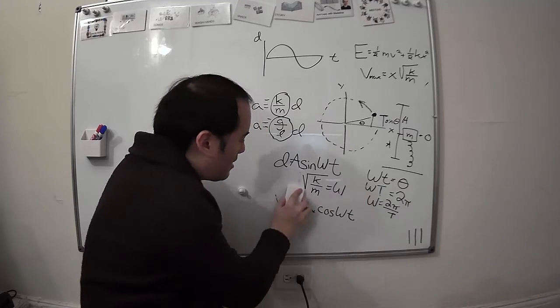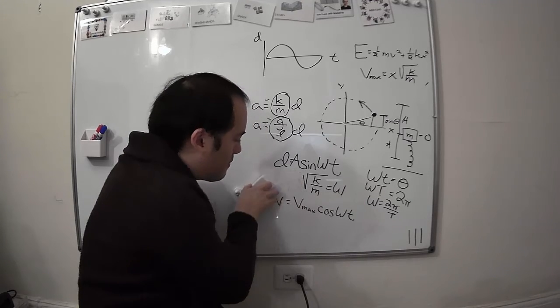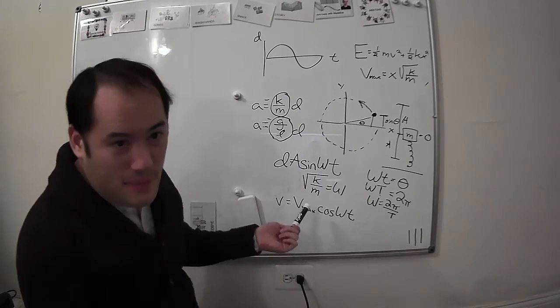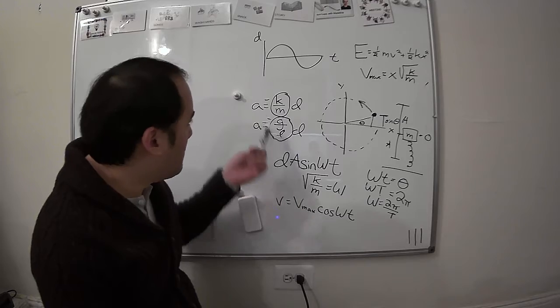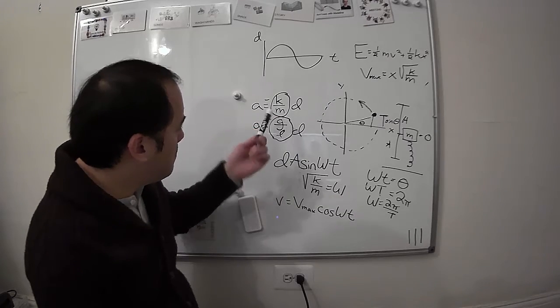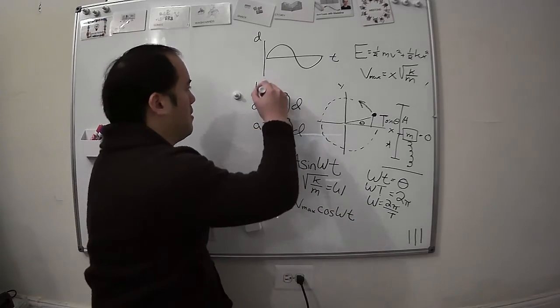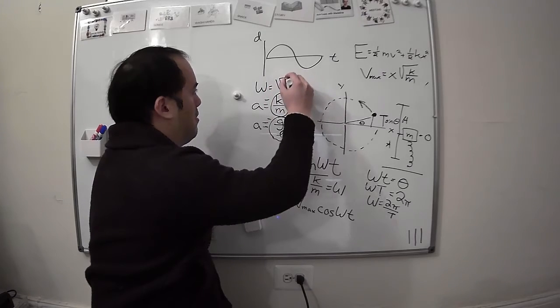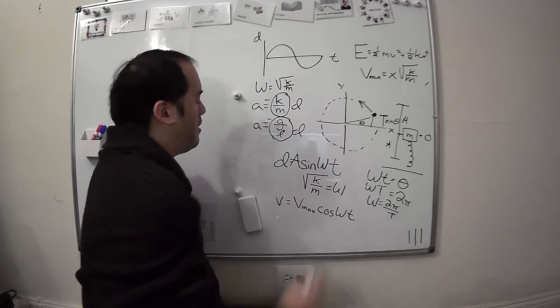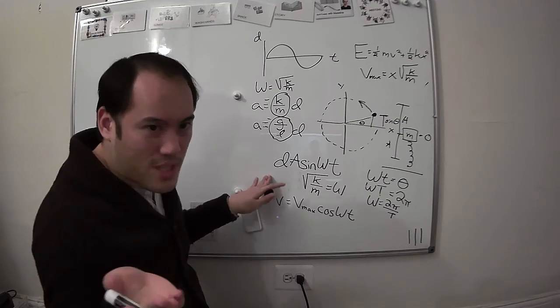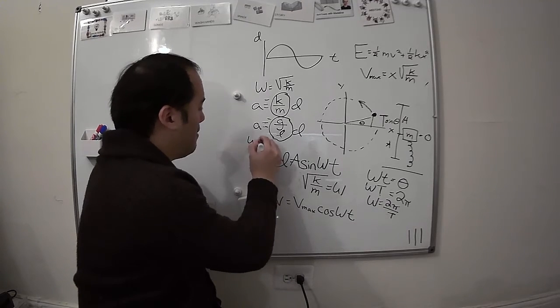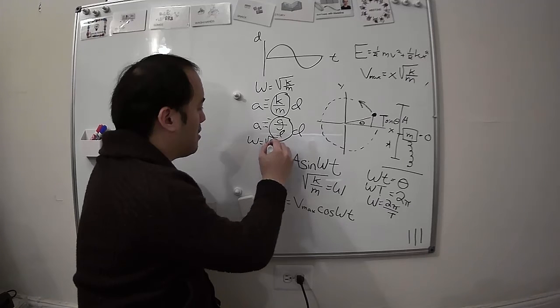Oh my gosh. We made an incredible discovery. That's also on the reference table and has been for the whole year. Omega is root k over m. And I could have done the same thing for a pendulum if I felt like it. Trust me. Omega equals root g over L.